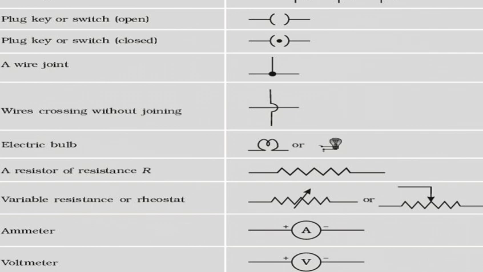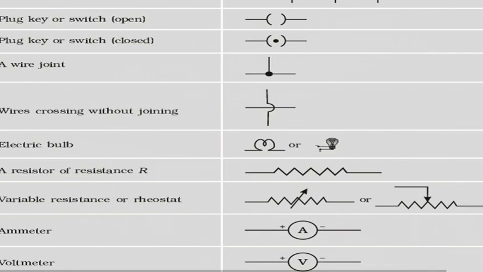Electric bulb, a resistor. This is very important. The zigzag line represents a resistor with resistance R. A variable resistance will be represented by an arrow on the resistor symbol. Ammeter. An ammeter is used to measure current. It will always be connected in series in the circuit. And a voltmeter will be used to measure voltage difference or voltage across any component. So it will always be connected in parallel.